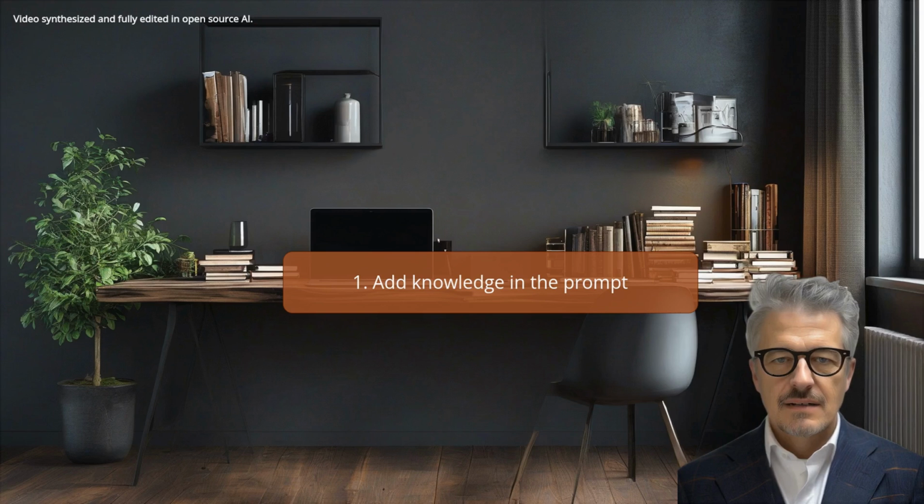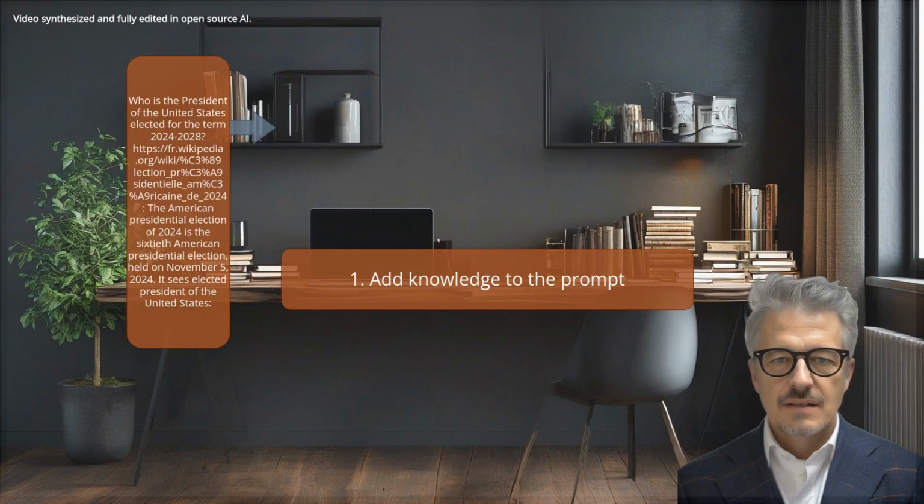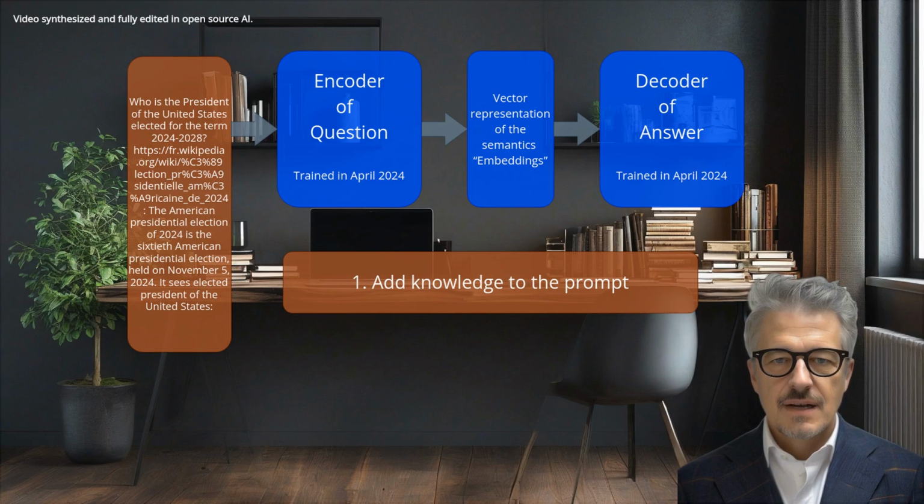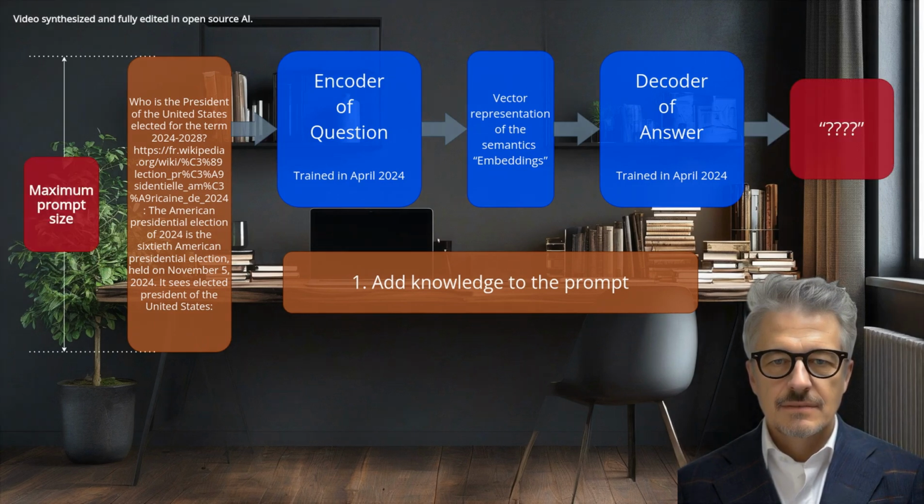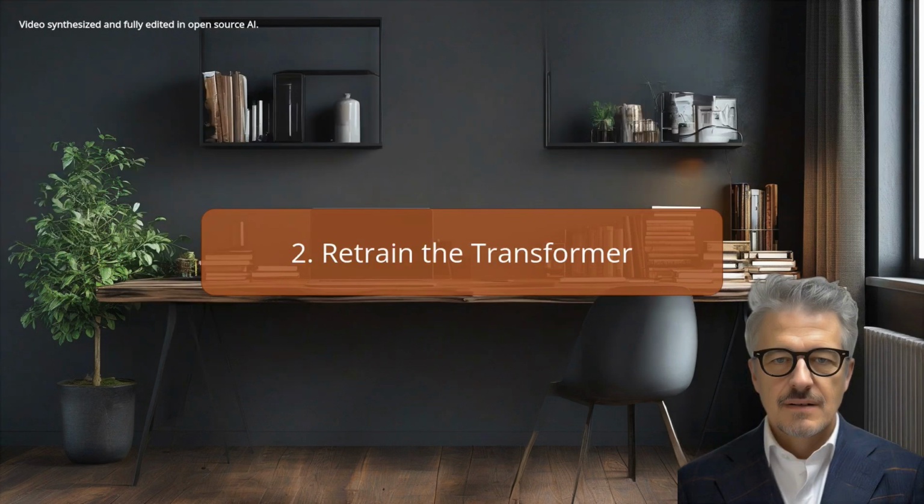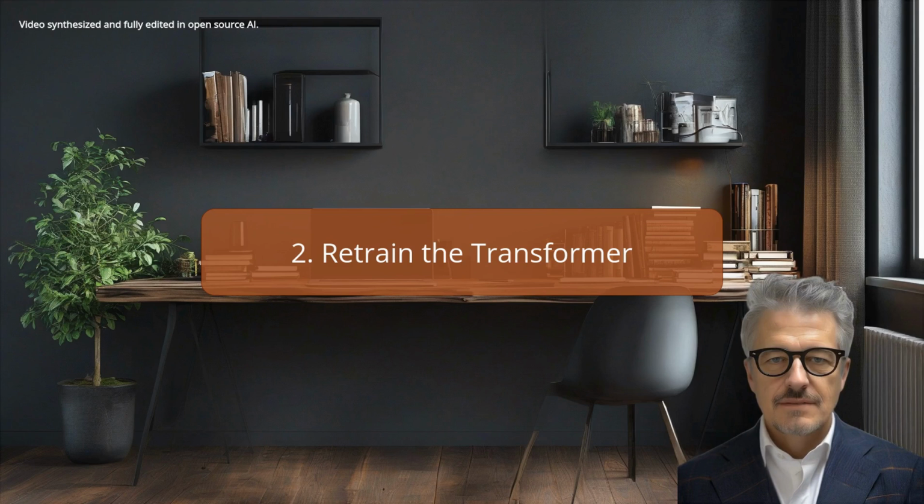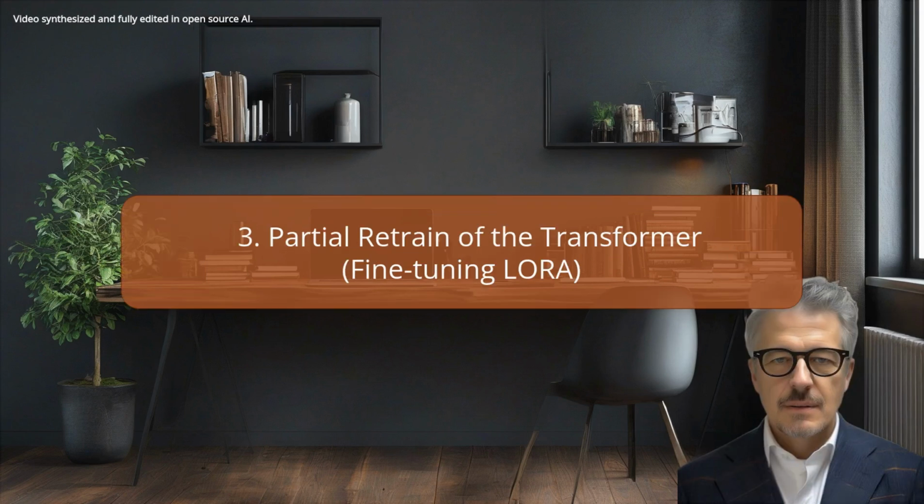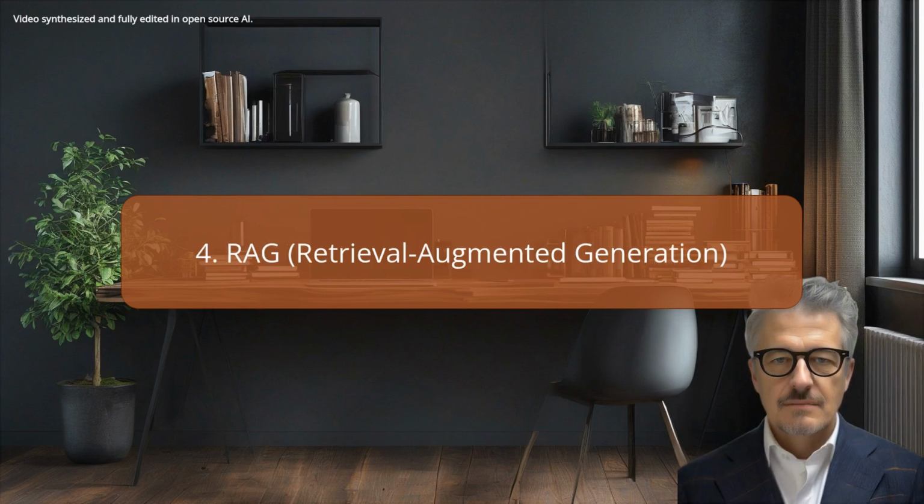The first method is adding knowledge directly into the prompt. However, transformers have a limitation related to the size of the input prompt, even though models are constantly improving to push this limit further. The second method involves overtraining the transformer, which requires carefully selecting a large amount of data and mobilizing significant hardware resources for several weeks. The third method, partial retraining of the transformer, modifies only a few percent of the model's parameters, but it still requires running hardware resources for several hours, so we are far from a fast update. Finally, the fourth method, the RAG, which is the subject of this video.